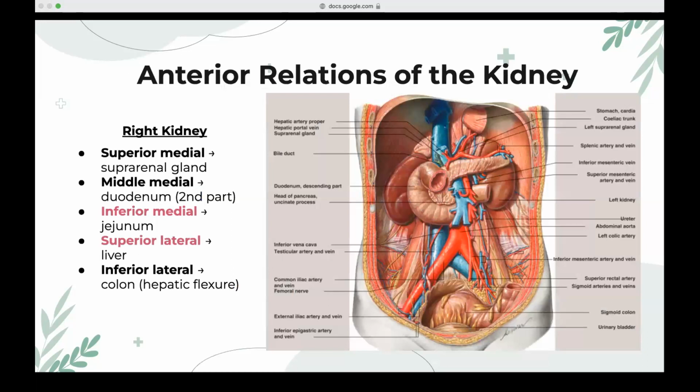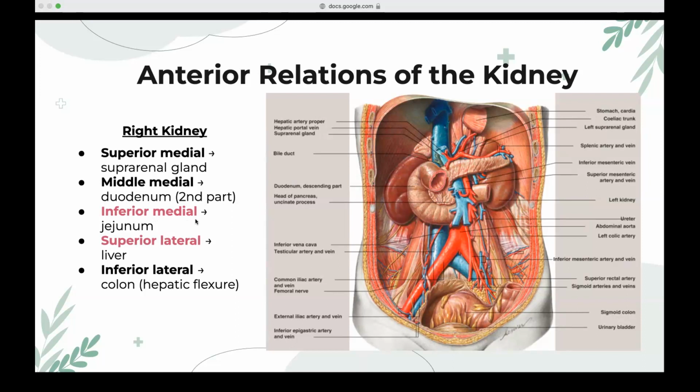So let's see. This just shows the anterior relations again. It's another diagram. Like I said, seeing multiple pictures of the kidneys really helps with visualizing and memorizing. So that's why I put them. Here, I made the things that are pink. Why are these things pink? Do you guys know? Can you guess?